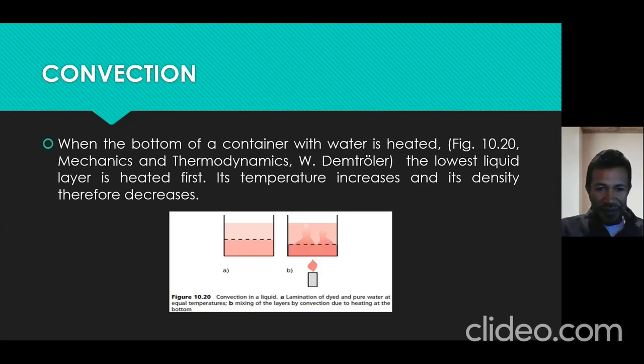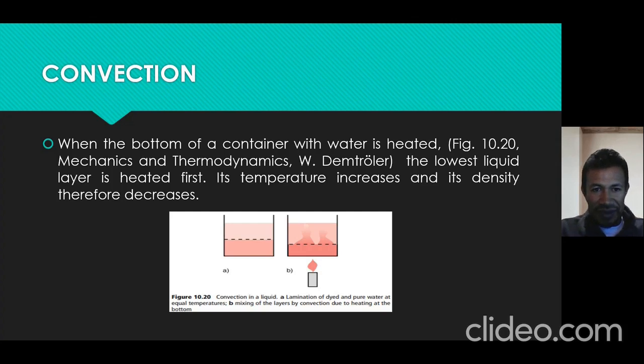Convection. When the bottom of a container with matter is heated, like in the figure, the lowest liquid layer is heated first, its temperature increases and its density therefore decreases. This causes a rise of this lower layer, while the upper layer sinks down. This process is called convection. It results in a heat transport from the warmer to the cooler region.